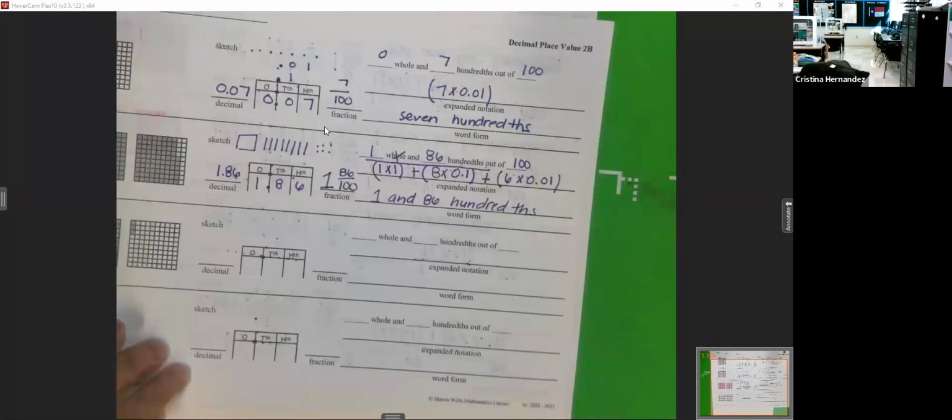Oops. Y'all can't see this because they're covering the picture. And my paper's all crooked.